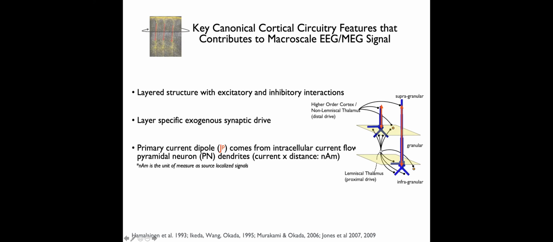This is the same unit of measure that we get from our source localized data. And so we have one-to-one comparison between the output of our model and our source localized signal, which turns out to be a very powerful way to start to study the circuit origin of these signals.